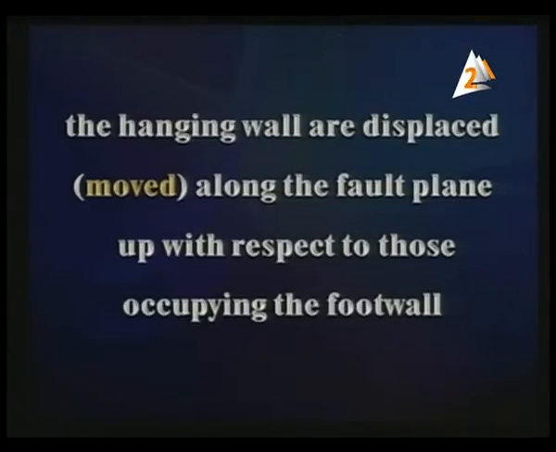As you see, my dear students, for the normal faults we have an increase in the earth's crust. This results from tension. So the earth's crust and the rocks occupying this area will change according to the forces affecting them. If it is compression, the rocks will decrease in size. If it is tensional force, the rocks will increase in size and we will get normal faults.